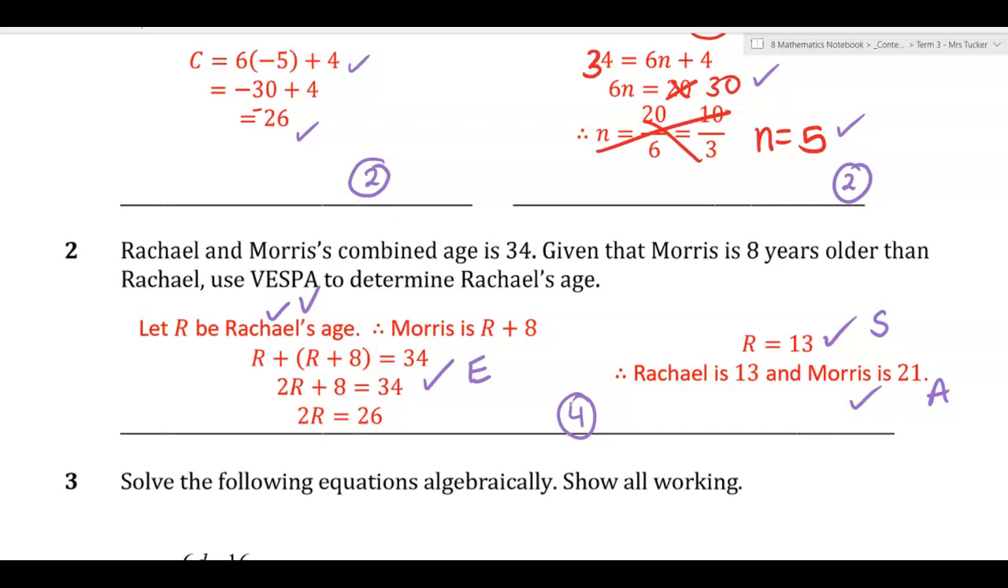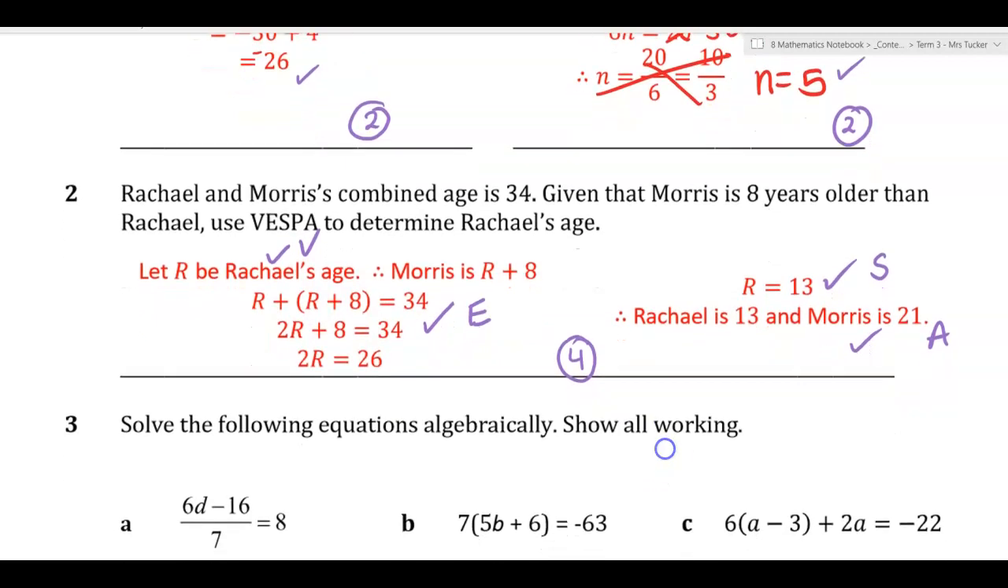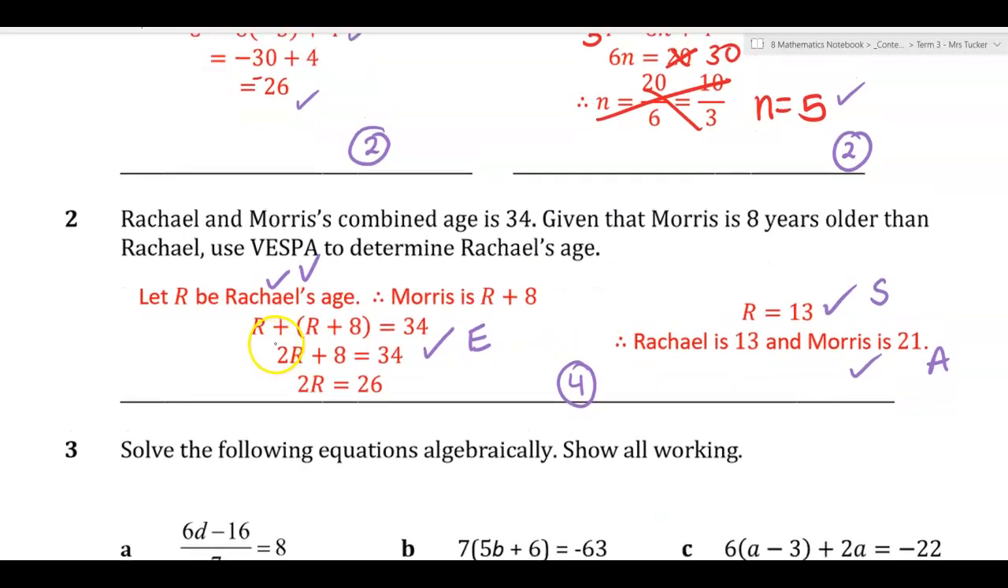Yeah, and then you need to solve that. Did you use guess and check or did you use algebra? Where's your equation? 2R. It looks almost right. Your equation should be, but his age doesn't equal 2R plus 8. It equals R plus 8. Yes, and then you add that to R, and you get 2R plus 8.